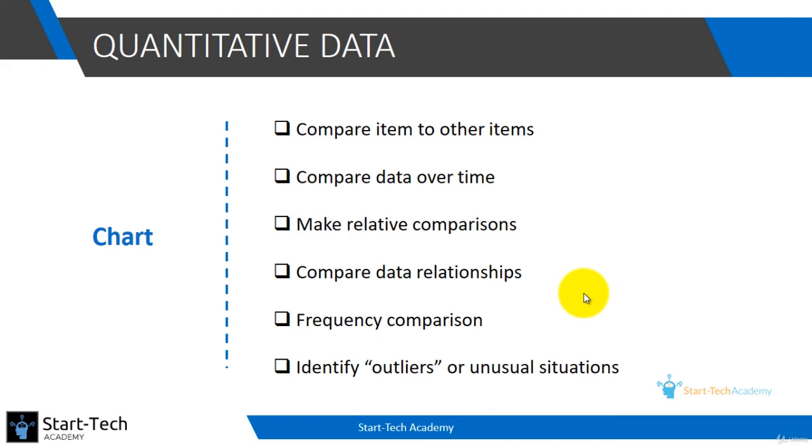The last category that we are going to talk about is identifying outliers and unusual situations. If you have thousands of data points, creating a chart may help identify those data points which are not representative. That is, data points which are misrecorded or miscalculated or having some issue with them.